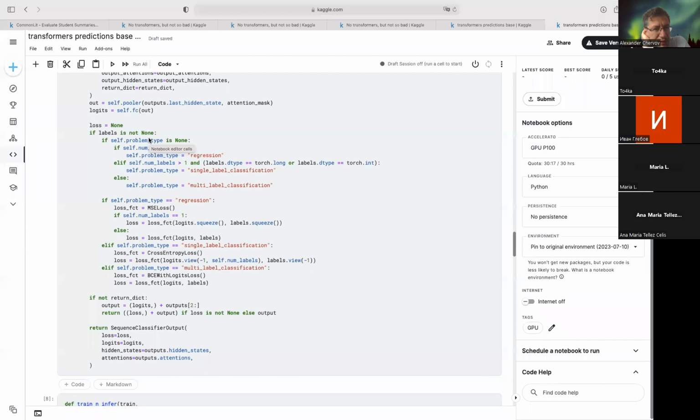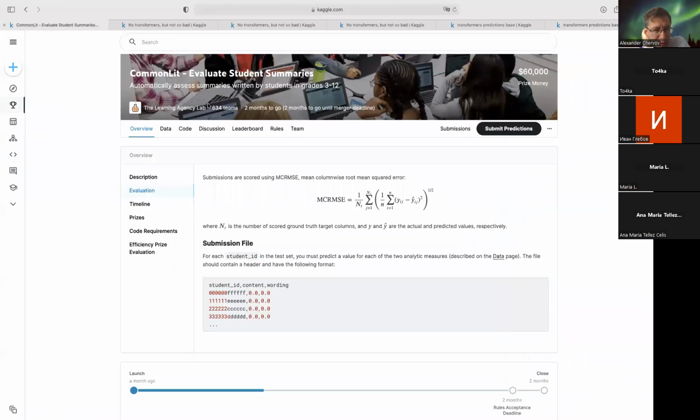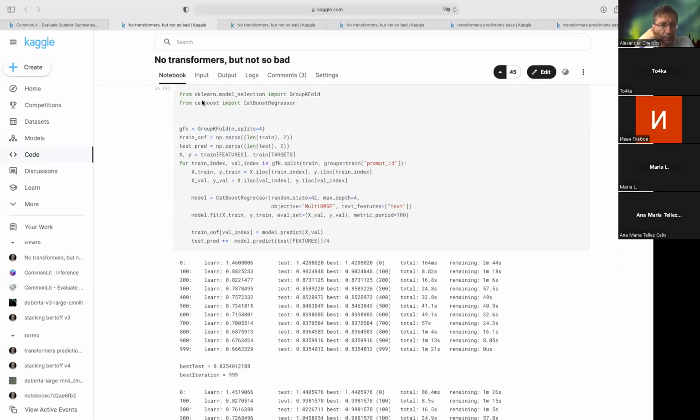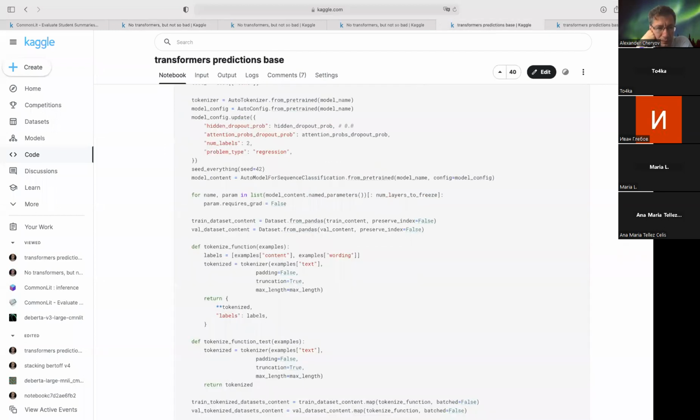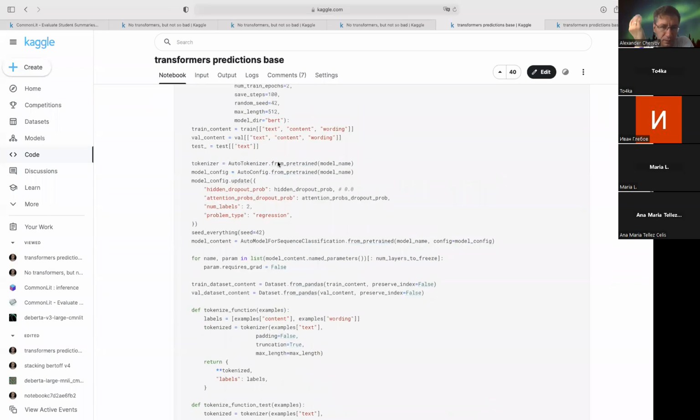So if you go to the Transformers notebook, your notebook, Transformers predictions. Yes, about these notebooks, "Not Transformers, but not so bad" and "Transformers predictions base": they are not private. They are public, and you and all other participants can use them in their own winning solutions.